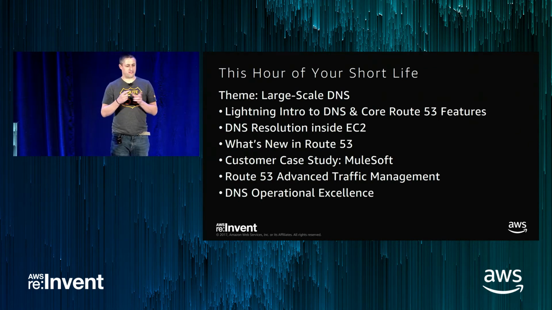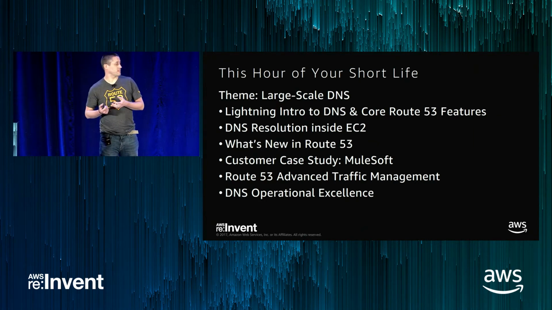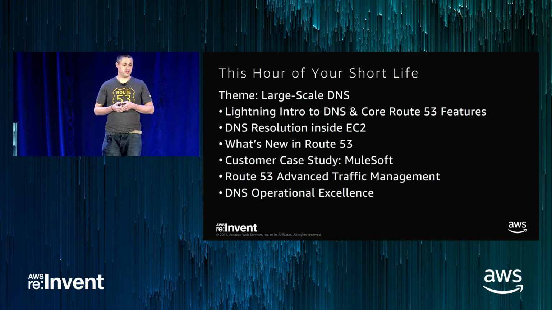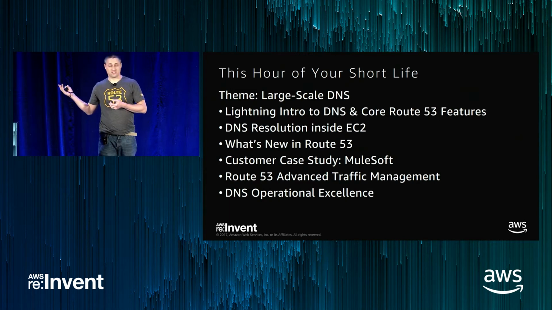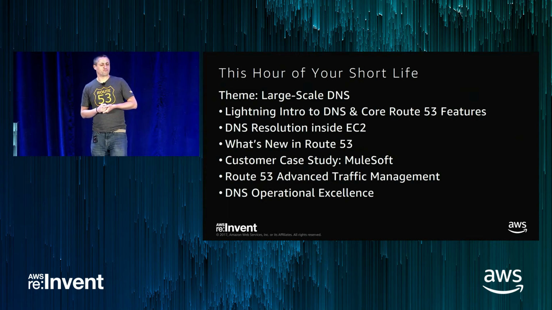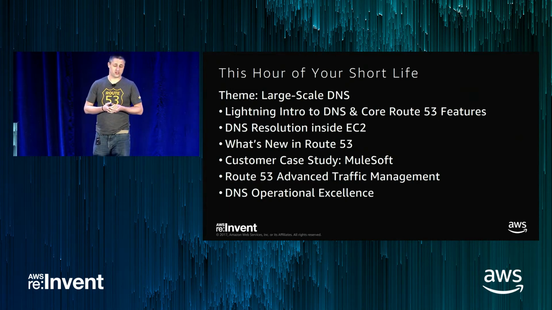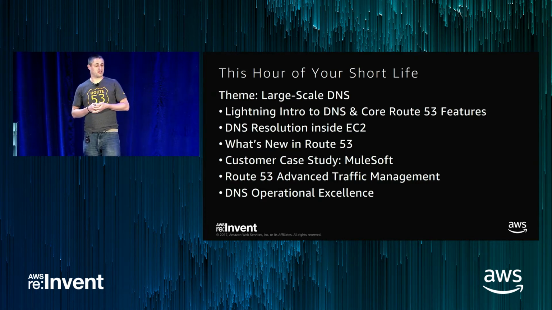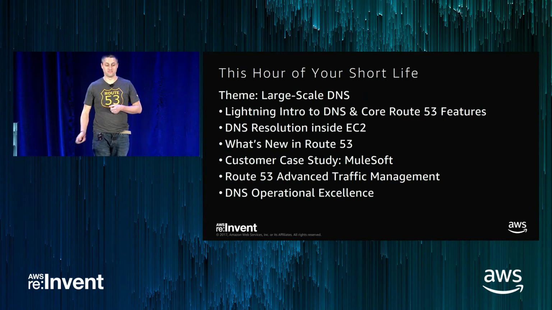So we'll have a very quick intro to DNS and the core features of Route 53. Then we'll look at some DNS inside EC2. We're going to look at some of Route 53's new features. We'll have a case study from MuleSoft. And then we'll look at some of Route 53's advanced traffic management features. And finally, there's a few little tips on DNS operational excellence toward the end.